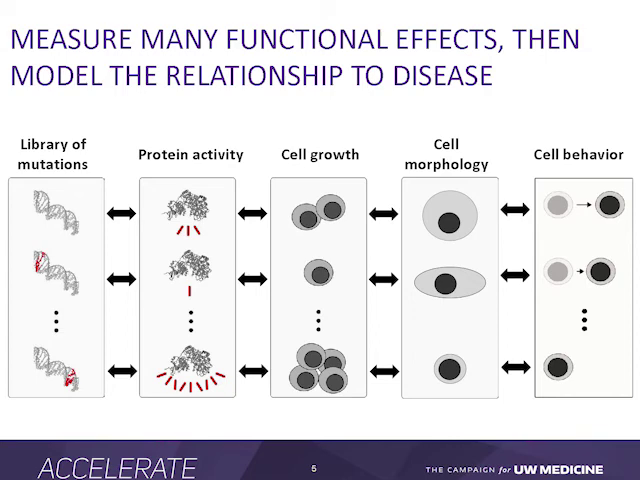What we can do are multiplex experiments on cells. And our idea is that the more pieces of data we gather for each variant, the better our inferences about variant pathogenicity will be. So that's sort of how we solve the problem in the lab.